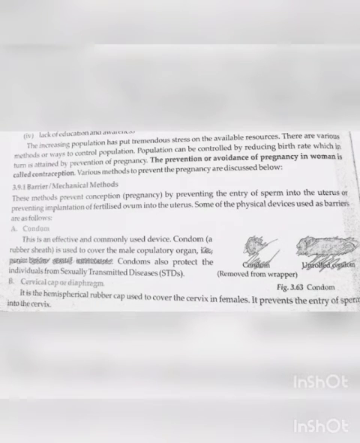First method is the barrier or mechanical method. Second one is the chemical method. The last is the surgical method. First, barrier or mechanical method. These methods prevent pregnancy by preventing the entry of sperm into the uterus or preventing implantation of the fertilized ovum into the uterus. Some of the physical devices used as barriers are as follows.